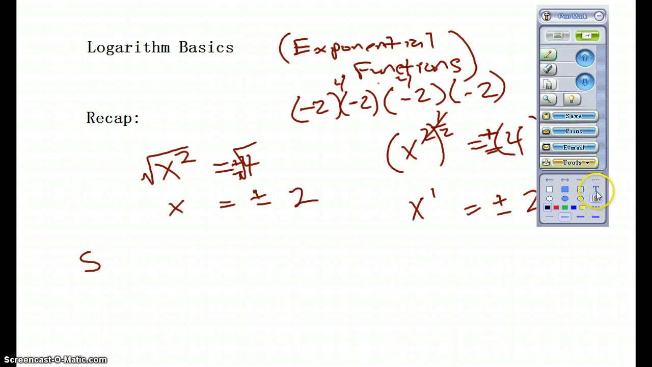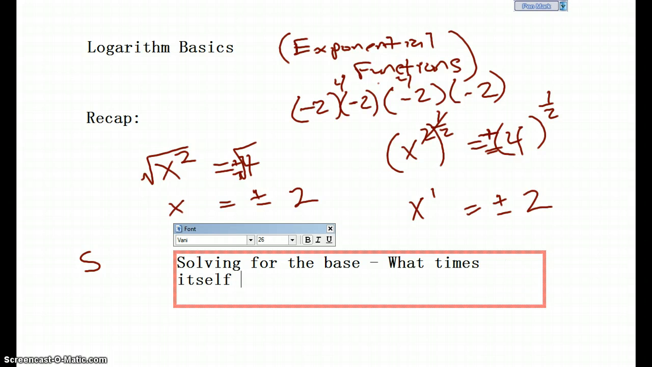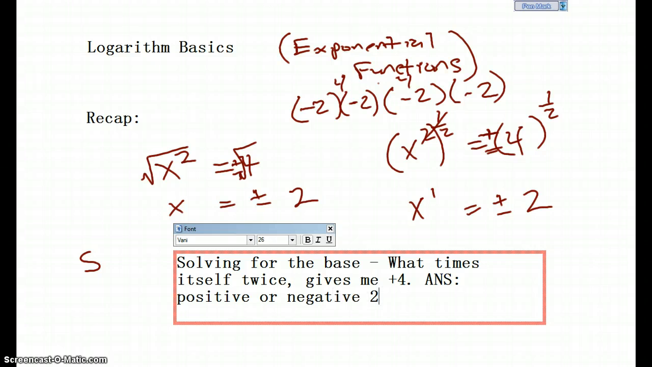And I'm going to type this out. So here the idea is that we're solving for the base. What times itself twice gives me positive 4? And the answer is positive or -2. That was our answer. That's what we came up with. So I put that into words because sometimes we forget what it is that we're exactly looking for. In this case, what number times itself twice gives me positive 4? Positive or -2 is our answer.